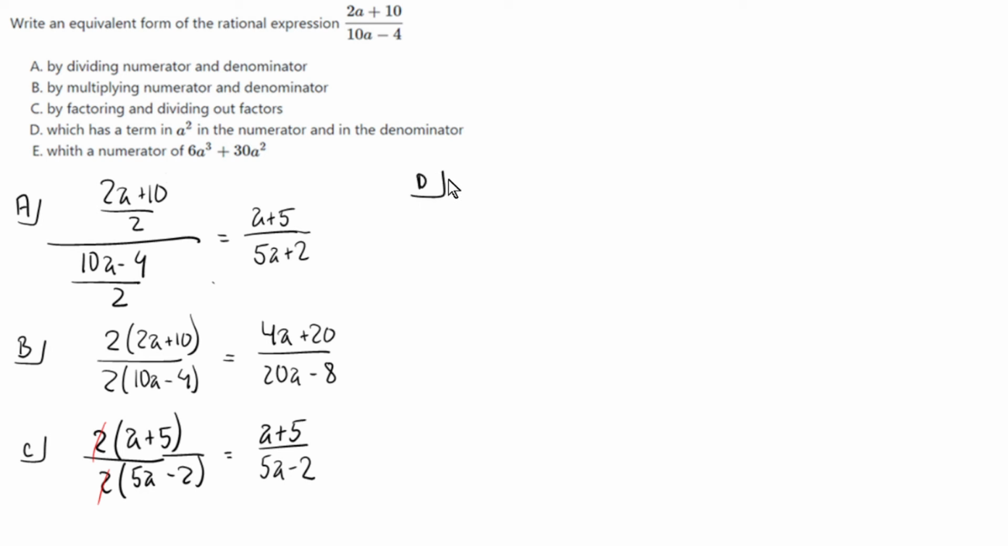In D, which has a term in a squared, in the numerator and in the denominator, the simplest way of getting a squared would be just to multiply the whole numerator and the whole denominator by a. So a times 2a plus 10 and a times 10a minus 4, which will give us 2a squared plus 10a over 10a squared minus 4a.